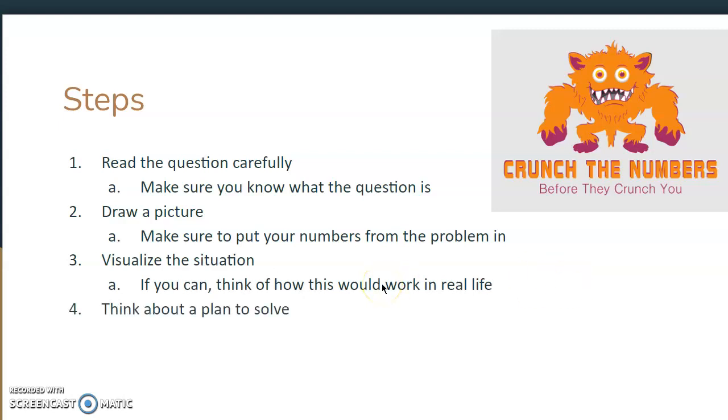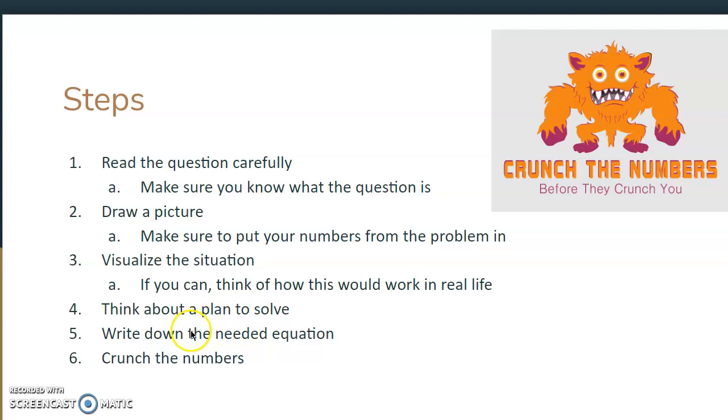Step four is think about a plan to solve it. A lot of the time this will require needing equations. So if we think about a plan, we can think about some equations we already know or how we might want to go about this. And then maybe start searching for equations and then write down the one we need.